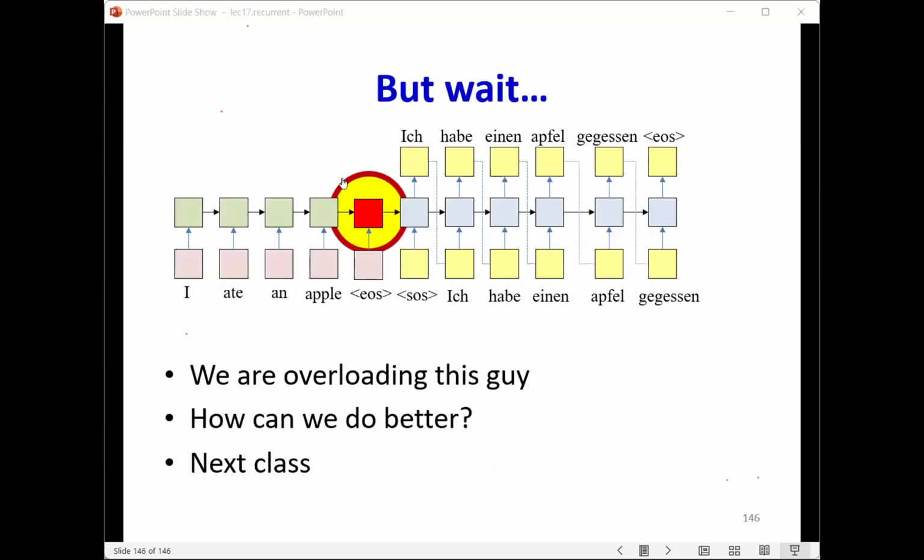But then here's a problem. The entire input is being represented by this one vector. This is being overloaded. We can do better. How? We will see in the next class.